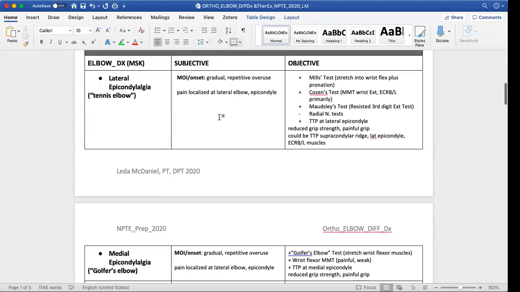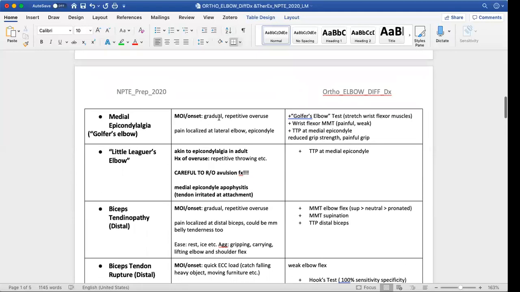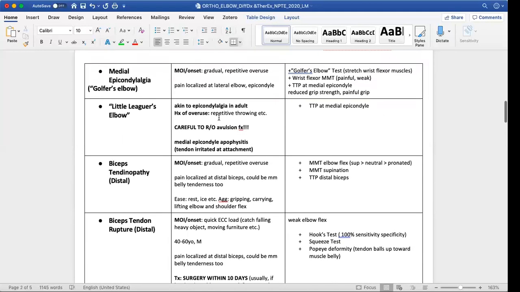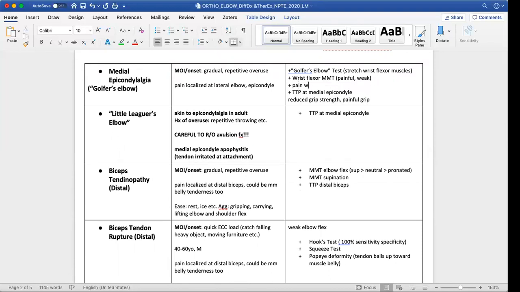They could have reduced grip strength because we know those wrist extensors contribute to a forceful grip to counteract force from the finger flexors. In medial epicondylalgia, it's going to be a similar presentation, but on the opposite side of the elbow. So we're thinking the medial epicondyle is going to be the common insertion for the wrist flexors and pronators. So they're going to have painful wrist flexion and painful pronation.